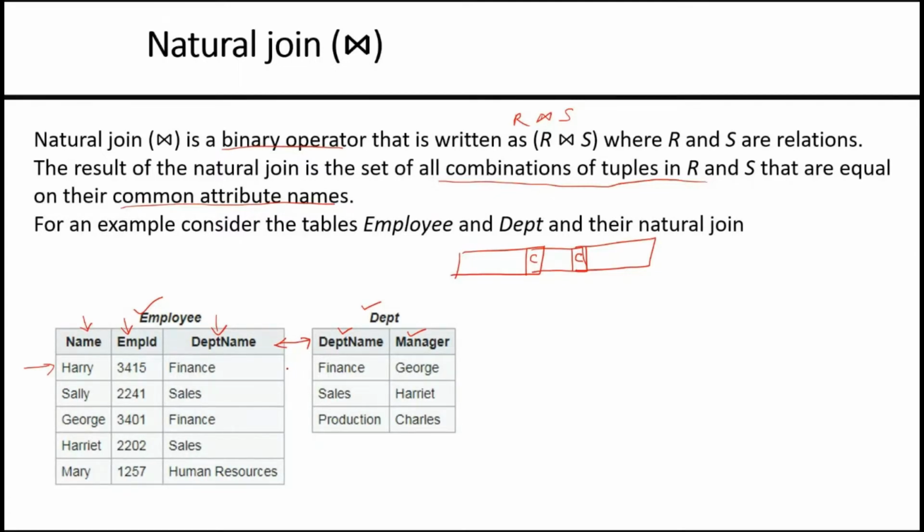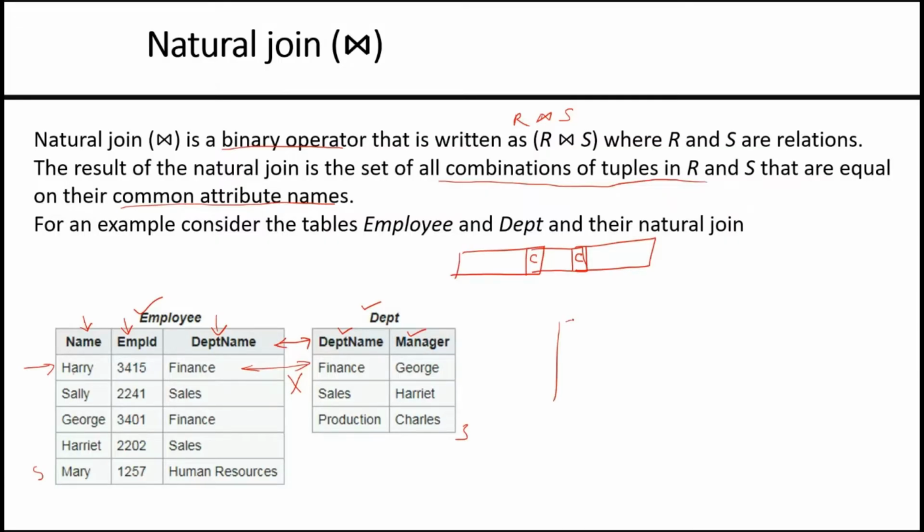Otherwise, you don't consider. If you are taking a cross product, let's say, how many rows are there? 1, 2, 3, 4, 5. So 5 rows are there. And how many rows are there here? 3 rows are there. So 5 into 3, 15 tuples will come in a cross product. But this is not a cross product. It's actually a natural join, in which we consider only the values of department name that give the same results, like finance is equal to finance. So only we have to consider this.